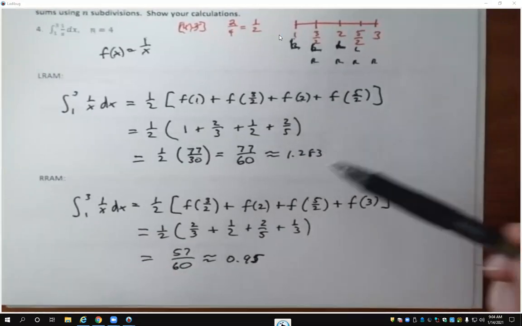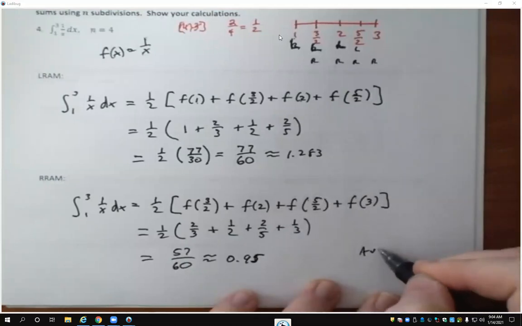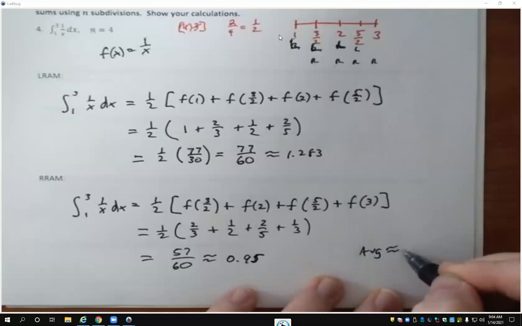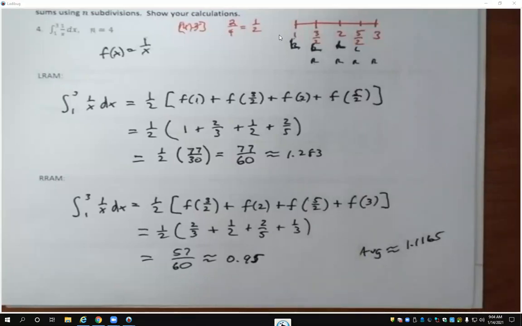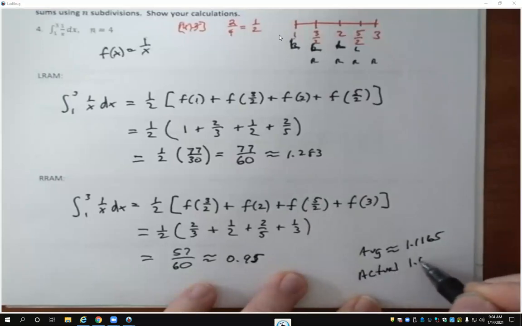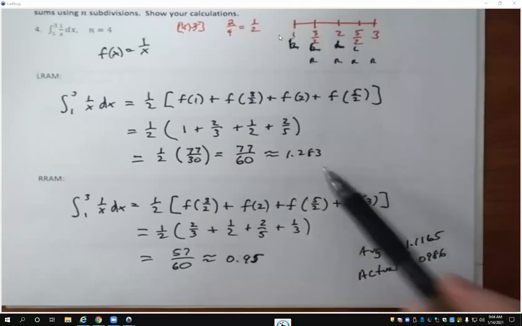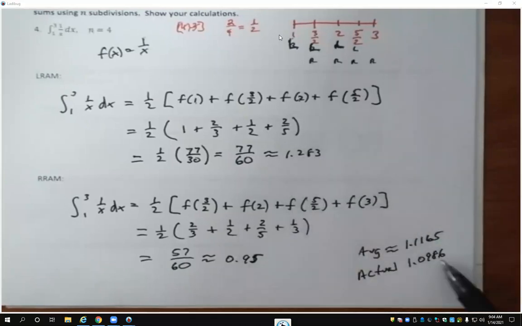If I averaged my LRAM and my RRAM, I'm just going to write this down for you. If I averaged LRAM and RRAM, I would get an average of approximately 1.1165. Okay, the actual answer is 1.0986. So as you can see, our answer is in between our two values. Our average is a lot closer than either one of these, and then the actual is right there.